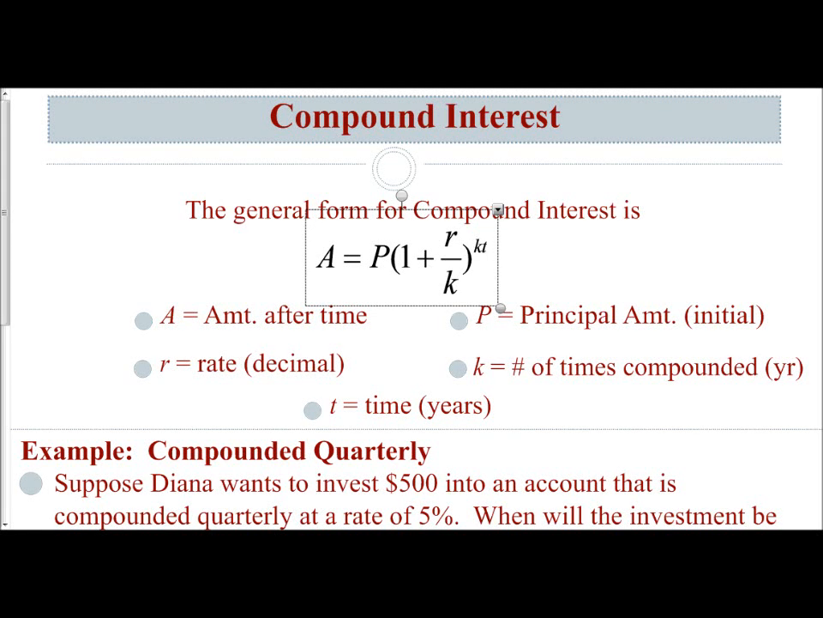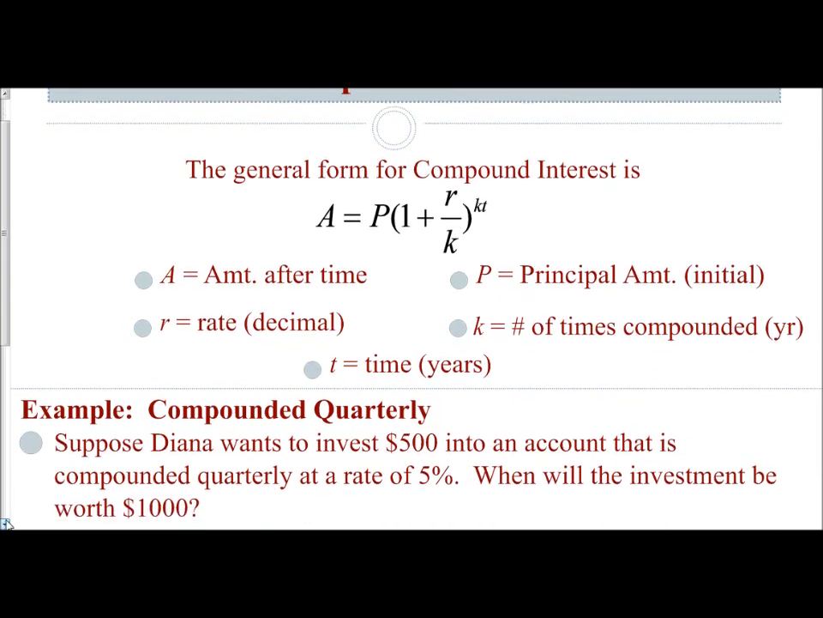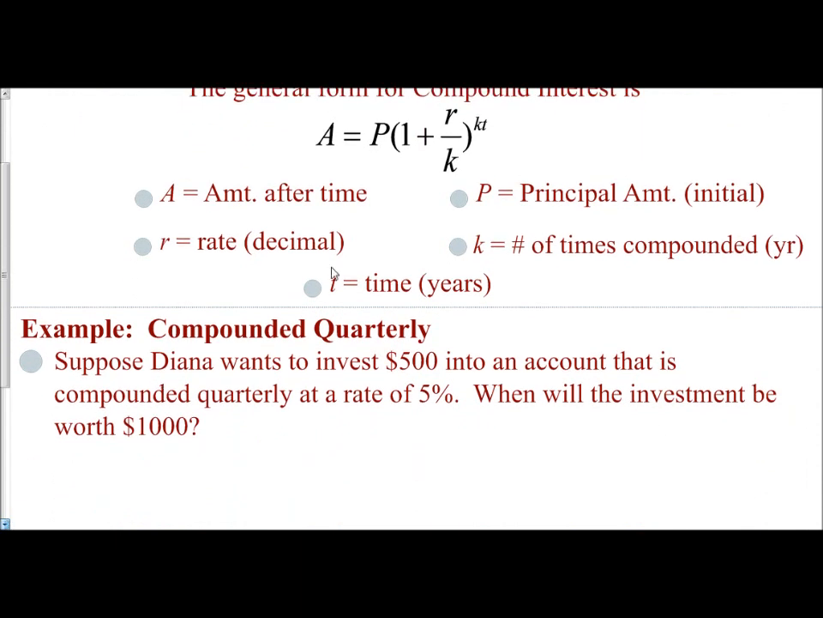In this video, we're going to look at how to solve problems involving compound interest. Now, the general form for compound interest is A equals P times the quantity, 1 plus R over K, to the KT power. A is the amount of money, P is the principal amount, which is the initial amount, R is the rate as a decimal, K is the number of times compounded yearly, and T is the time in years. So let's apply this formula to assist us with a compounding quarterly example.